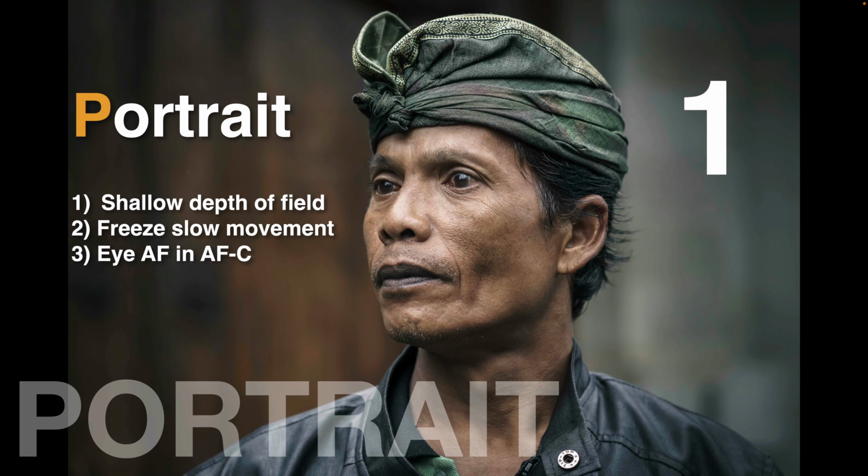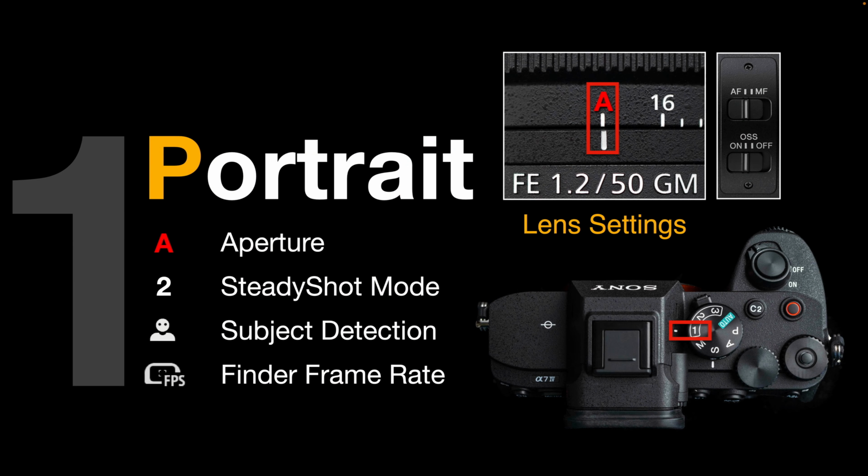Just a reminder, my portrait settings are using shallow depth of field. They freeze slow movement, so when I'm shooting portraits of people at an event or a parade, I don't have to ask them to be absolutely static. They can even carry on walking because that minimum shutter speed is 1/250th of a second.